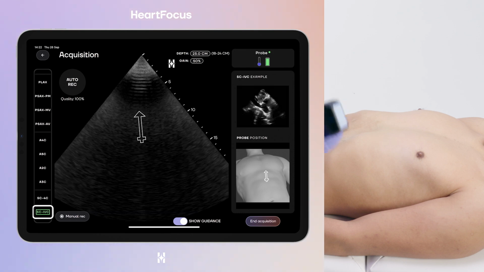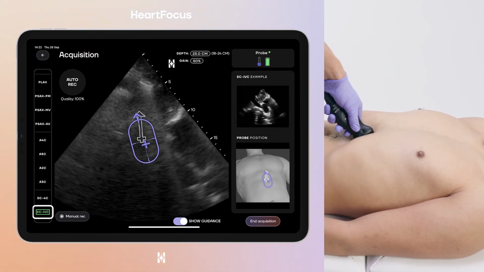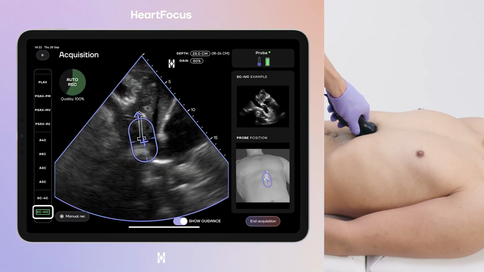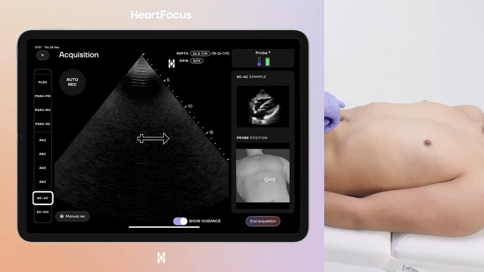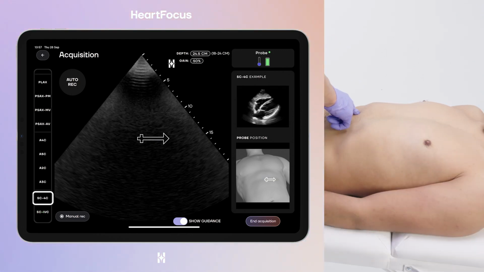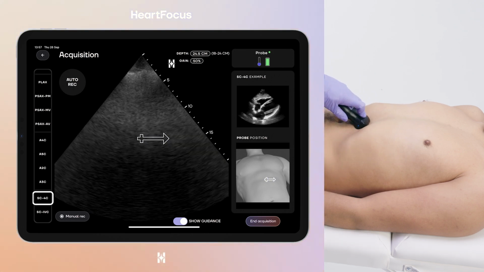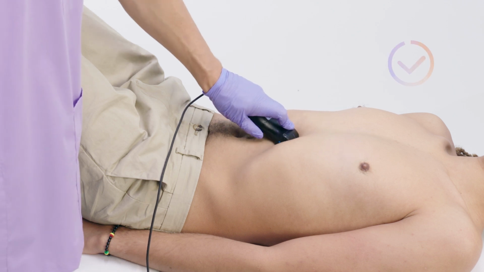Here are a few helpful tips to keep in mind when acquiring subcostal views. Apply gentle pressure with the probe to slide under the ribs and improve your acoustic window. Inform your patient that this slight pressure is necessary and in almost all cases totally painless. Place your probe close to the sternum. This helps ensure you're in the right area to visualize the heart clearly. Aim your probe toward the heart, not directly into the abdomen.